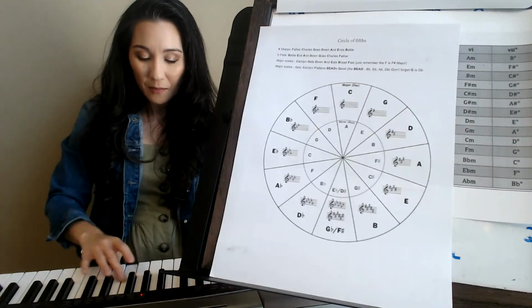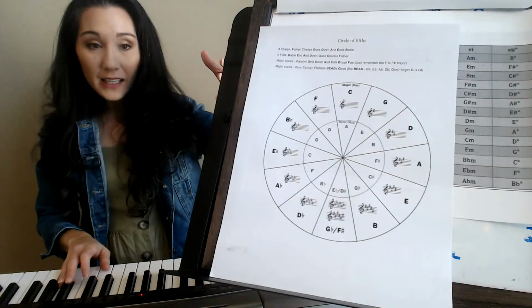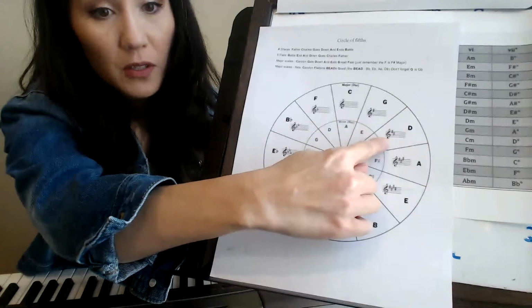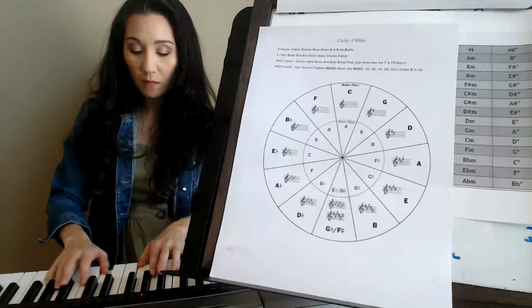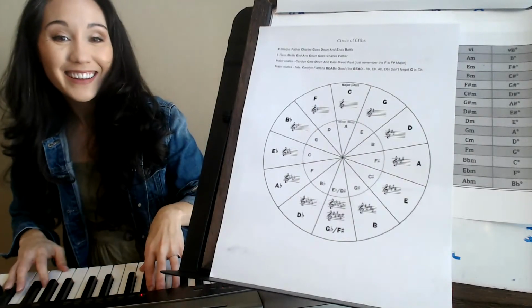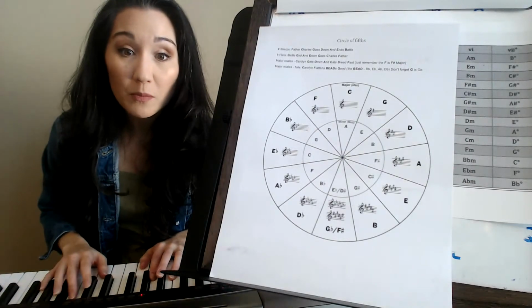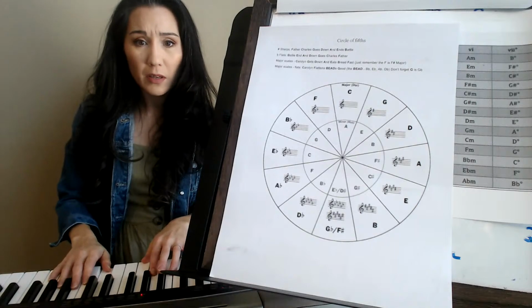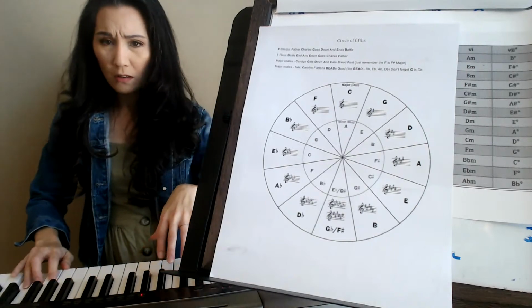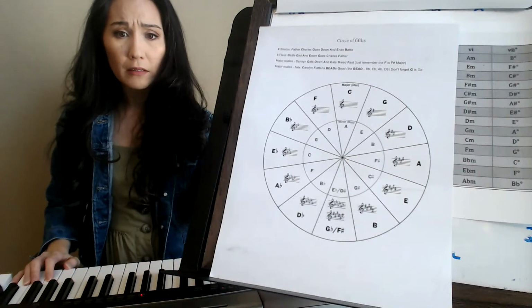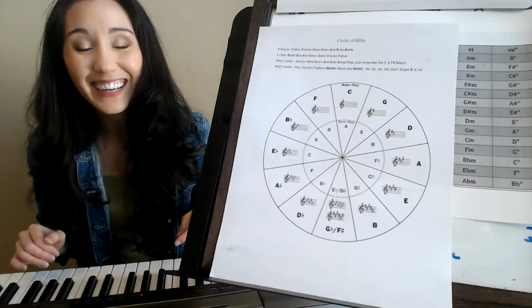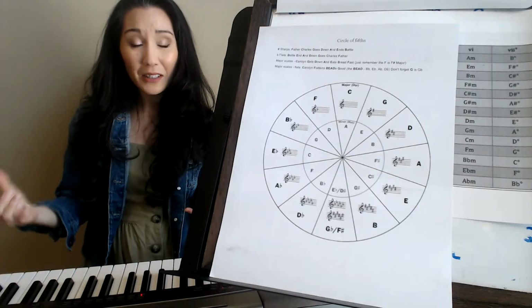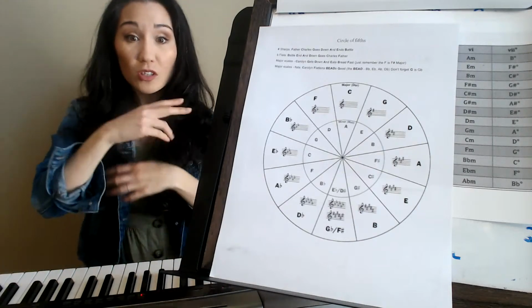All right, so D has two sharps. So we have F sharp and C sharp. If I didn't have those sharps in there and I didn't know what to do, it would sound like this. And that would be C Dorian mode. Don't worry about that. But you see how it creates a different feel if you add or subtract just one note?